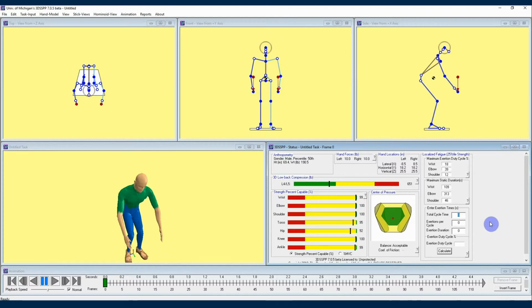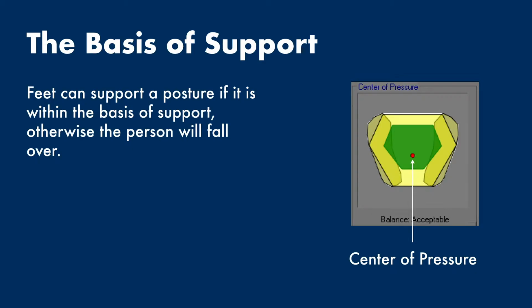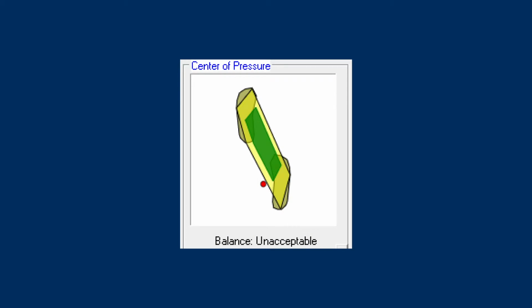The center of pressure is actually the center of gravity plus the offset created by external loads on the body. The basis of support is essentially the outline of the feet that you can see here. The red dot is the calculated estimate of the center of pressure. A person's feet can support a posture if the center of pressure is within the basis of support. If it is not within this area, the person will fall over towards the center of pressure.